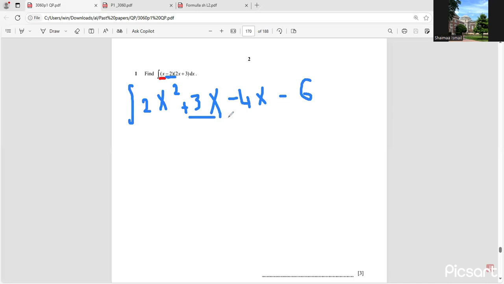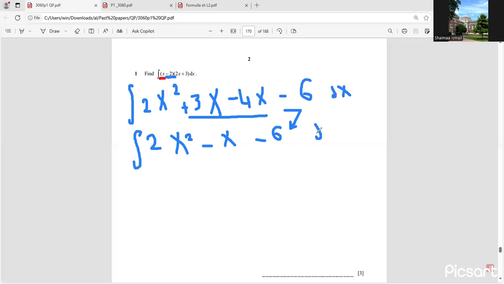Here we have like terms, so we have to merge them: positive 3x and minus 4x equal minus x. We rewrite the rest, so we write 2x squared, minus x, minus 6, integrate. Then we add the dx, which means in terms of x.